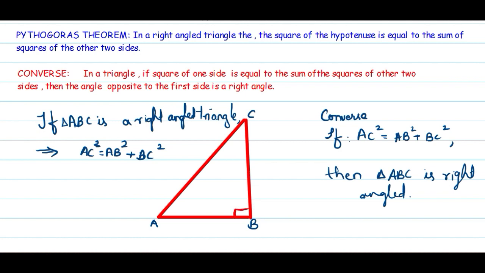So, we are proving that it is a right angled triangle when you have AC square equals AB square plus BC square. In the converse, we did not know that it is a right angle triangle. What we knew was that AC square is equal to AB square plus BC square. That is why we could say that it is a right angle triangle. And where is that right angle? Opposite to the first side, that is, opposite to AC is angle B, and this angle B is 90 degrees.